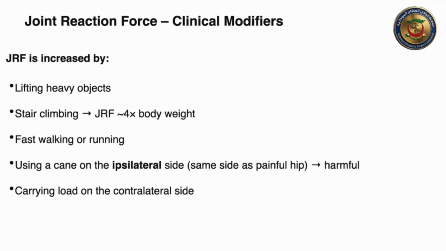How is joint reaction force increased clinically? By lifting a heavy object, actually on the contralateral side, by stair climbing, which increases body weight loading 4 times, by fast walking or running, by using a cane on the ipsilateral side, or by carrying load on the contralateral side.